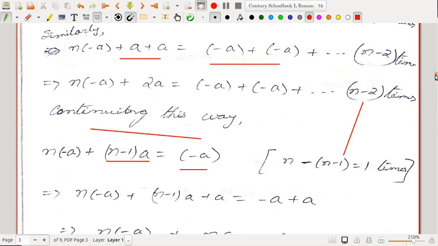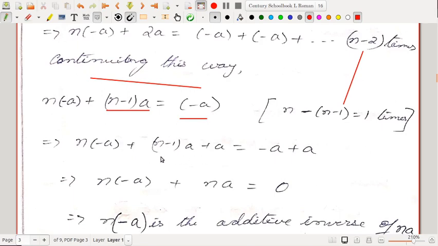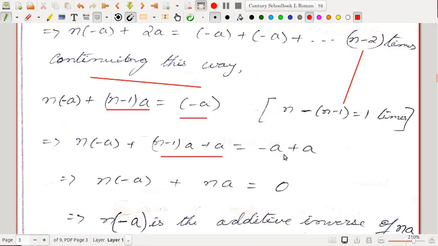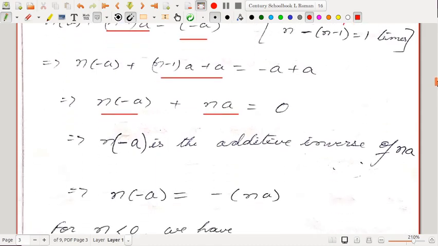Okay, so minus a is repeated only one time, and then again if you add a on both sides, you will be left with 0. So n into minus a plus na is 0. Now R is an abelian group with respect to addition. So in any group, the inverse of each element is unique. So we have an element here, n into minus a, which when added with na becomes 0.